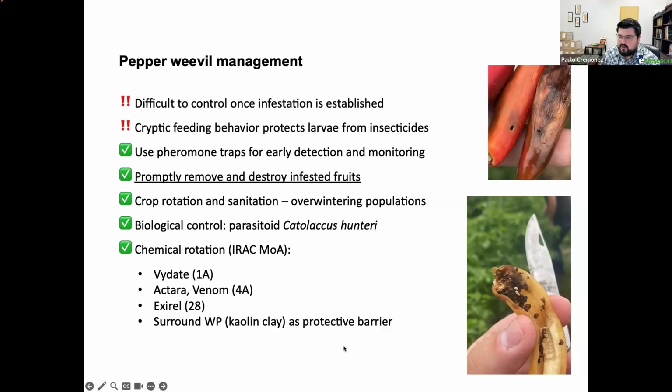And the control options that we have are Vydate, Exirel, Venom, and Diamide Exero, and you can use kaolin clay as a protective barrier, but the chemical control is really not as good for this pest.